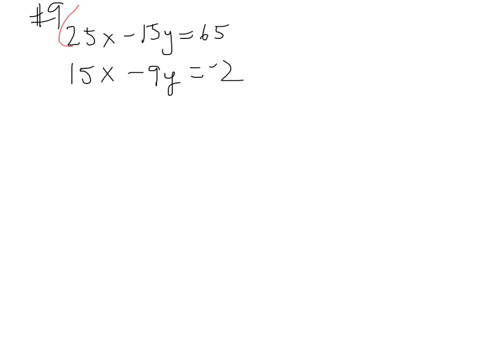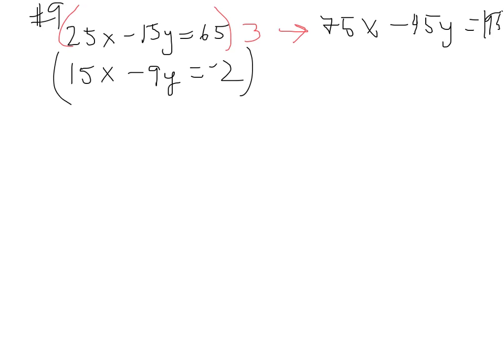So I'm going to take this top equation and multiply everything by 3. That gives me 75x minus 45y equals 65 times 3, which is 195. Then I'm going to take the second equation and multiply by negative 5.